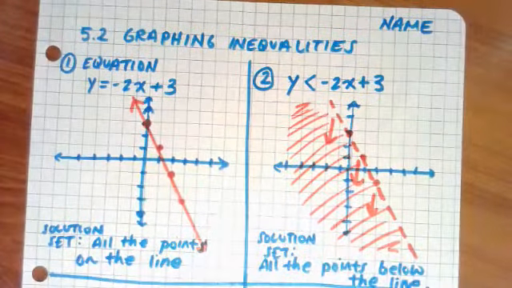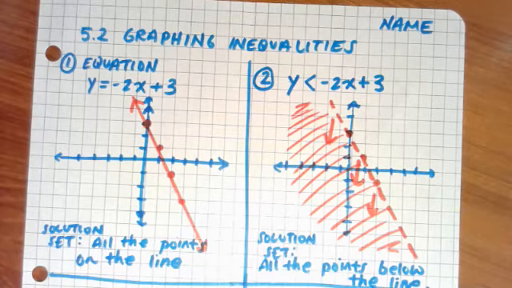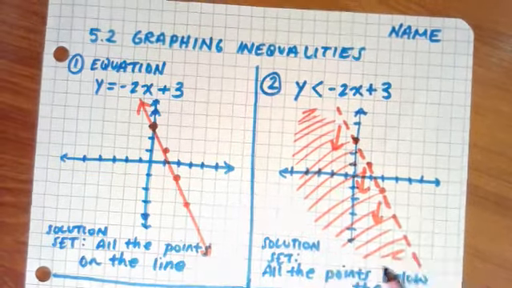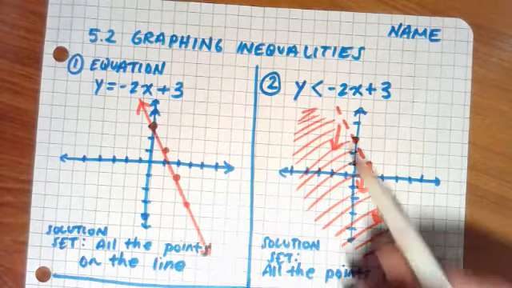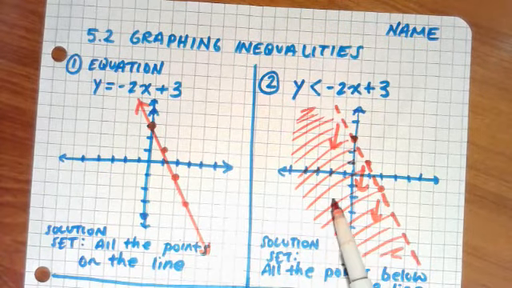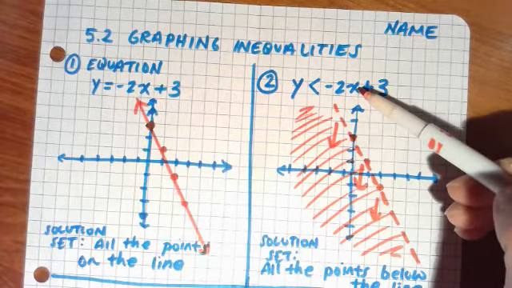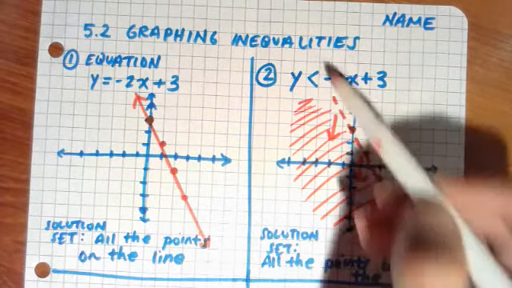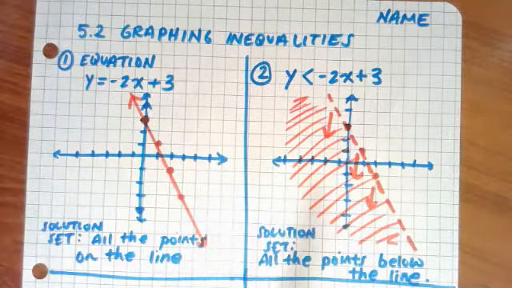What this means is I can pick any point that's in this shaded area below this line, and if I plugged in the x and y values of that point into this inequality, I would get a true statement. Okay, so less than means below the line.